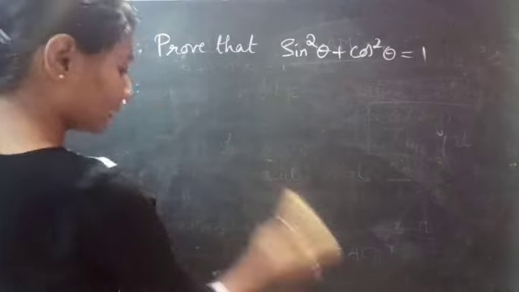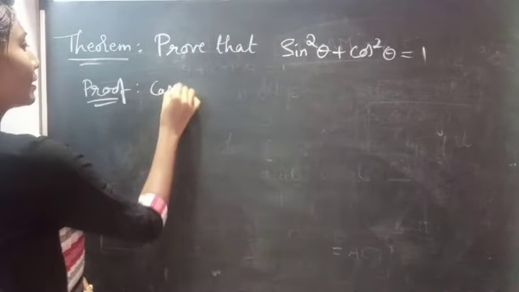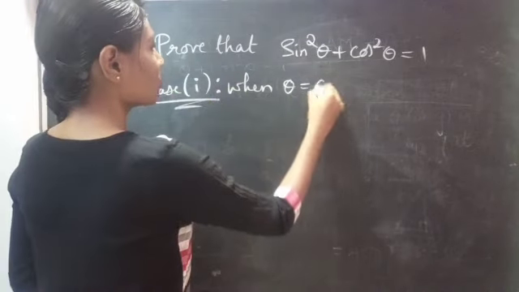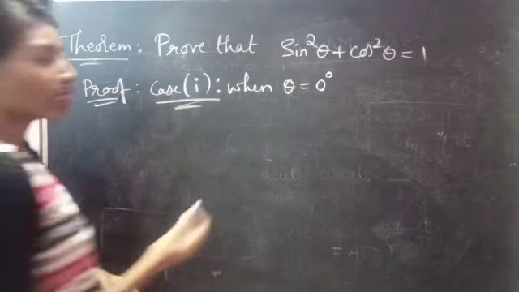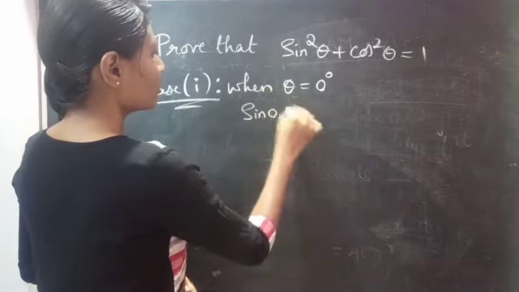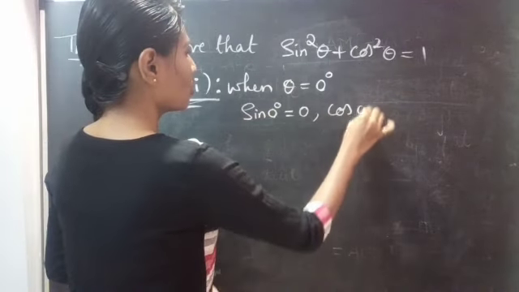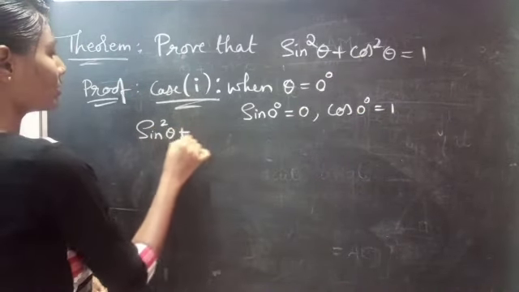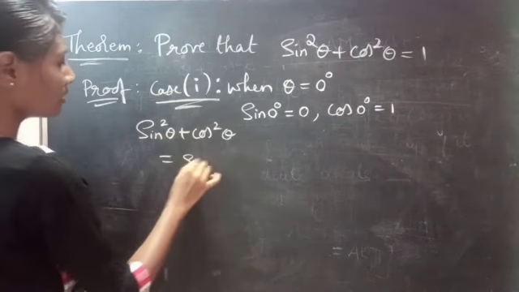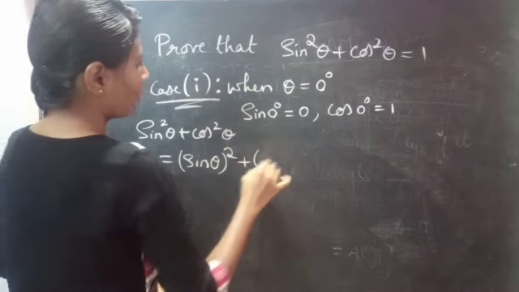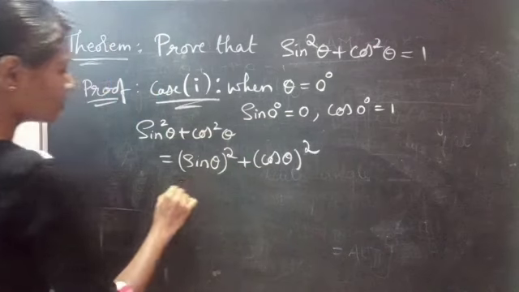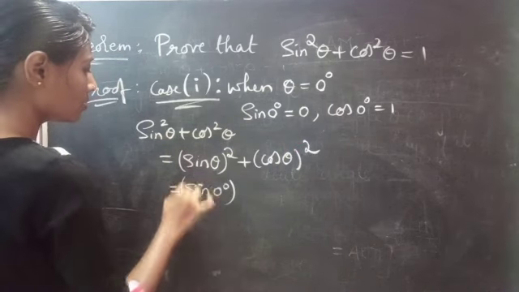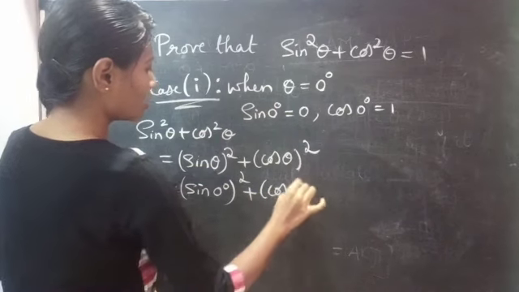So let's start with theta equals 0 degrees. Case 1: when theta equals 0 degrees, you know that sin 0 degrees is equal to 0 and cos 0 degrees is equal to 1. Consider LHS: sin square theta plus cos square theta, which is equal to sin theta the whole square plus cos theta the whole square. Now replace theta by 0 degrees: sin 0 degrees whole square plus cos 0 degrees whole square.